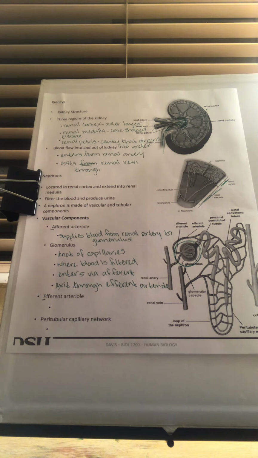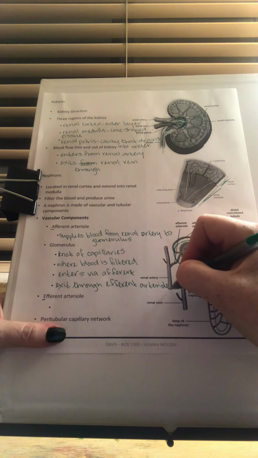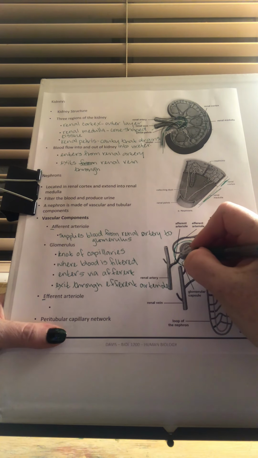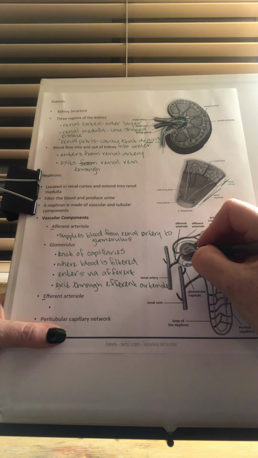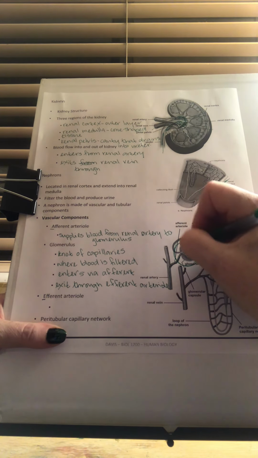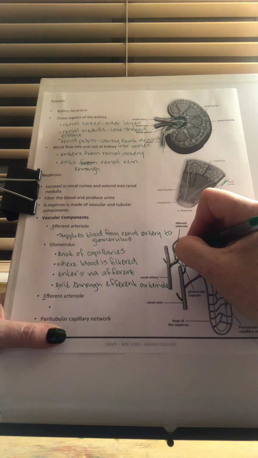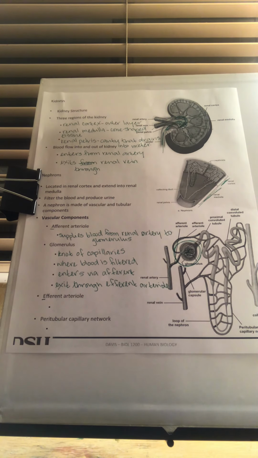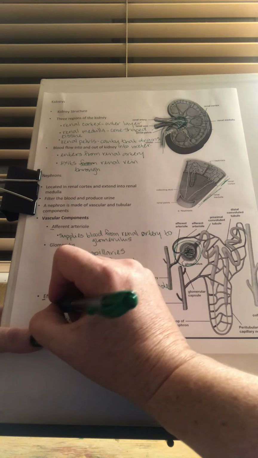So if we try to follow this diagram a little bit more, this is the renal artery, and it's going to branch off through this afferent arteriole, which is then going to filter into our capillaries. Okay, it's going to go through the filtration process, and then when it's done being filtered, it's going to exit through our efferent arteriole. So again, this is the efferent arteriole. It's going to carry the filtered blood away from the glomerulus.